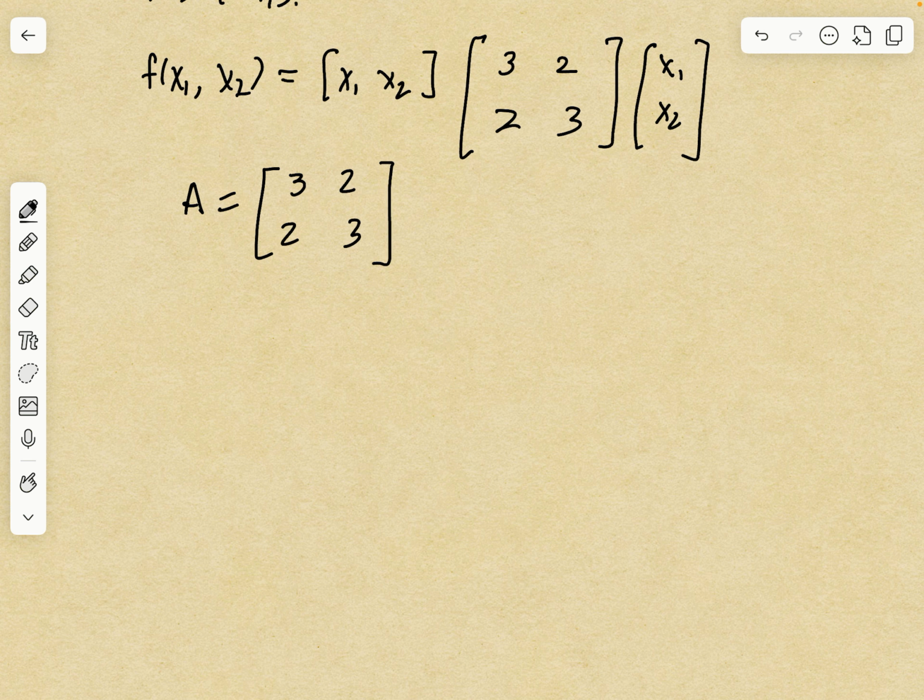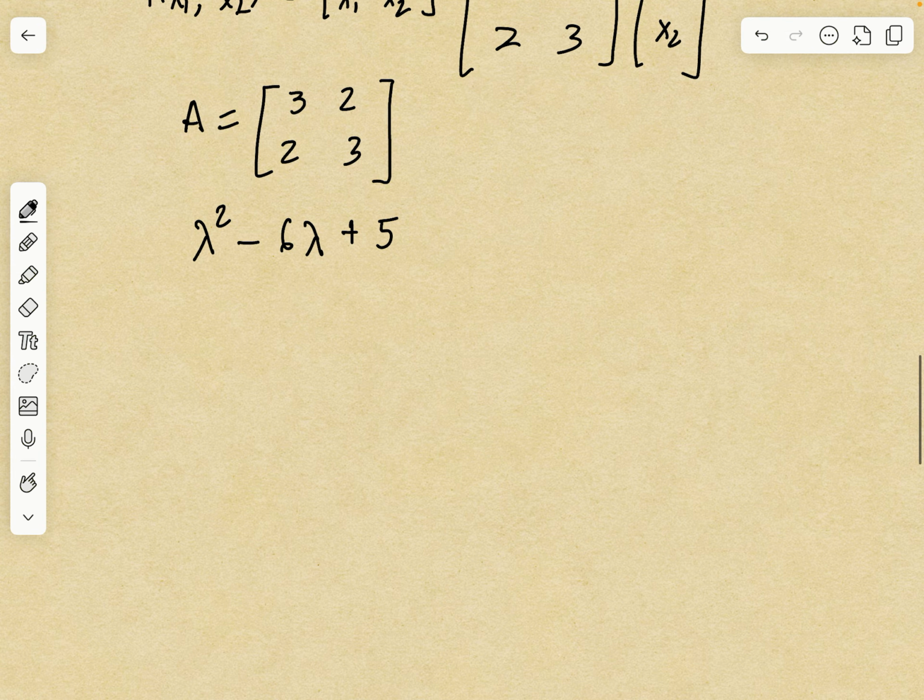And we need to find the lambda and the Q, and that's done by finding the eigenvalues and eigenvectors of this matrix. So first, let's find the eigenvalues. This is a 2 by 2 matrix, and so we know the simple formula for the characteristic polynomial. It's lambda squared minus the trace, the sum of the diagonal entries. That's 6 lambda, and then plus the determinant. And the determinant of this is 9 minus 4, which is 5. So you get plus 5. That's the characteristic polynomial of A. And to find the eigenvalues, we set that equal to 0, and we solve for lambda.